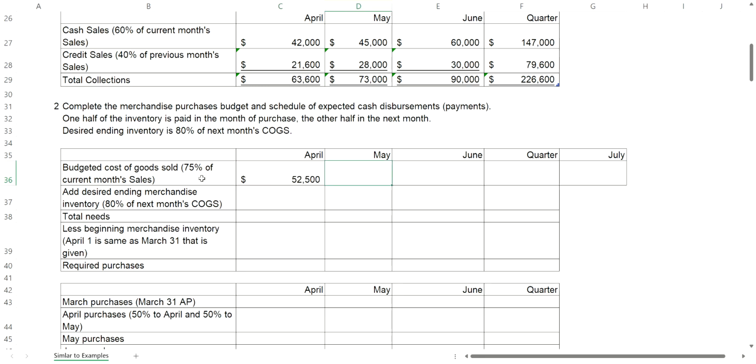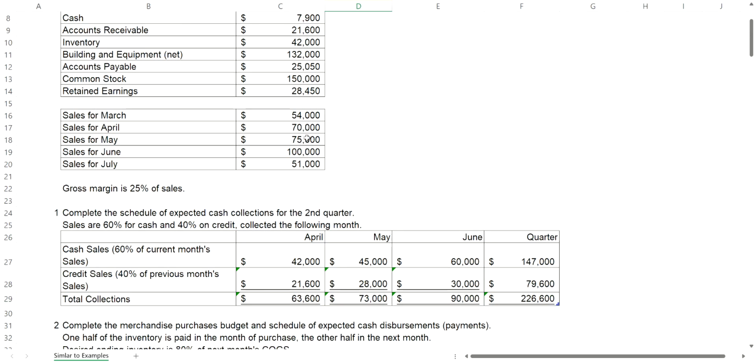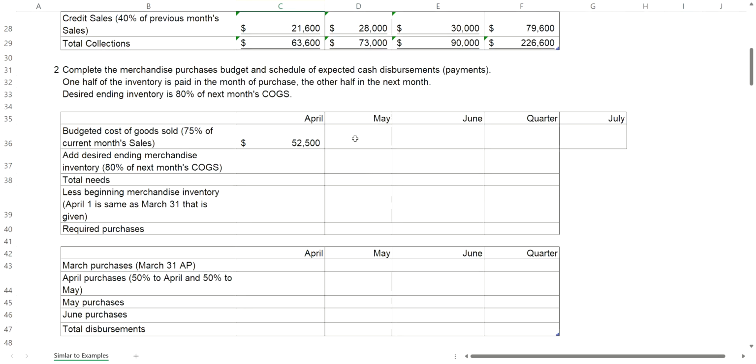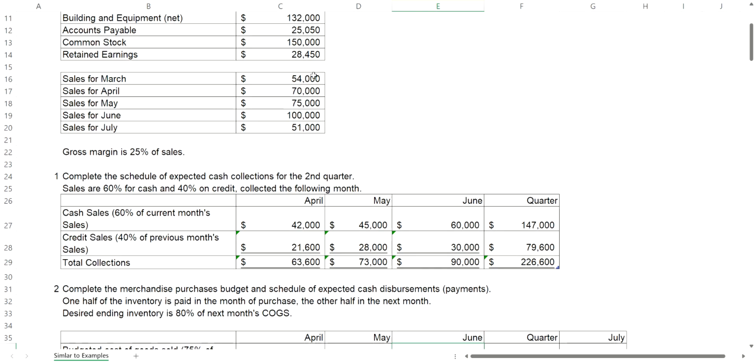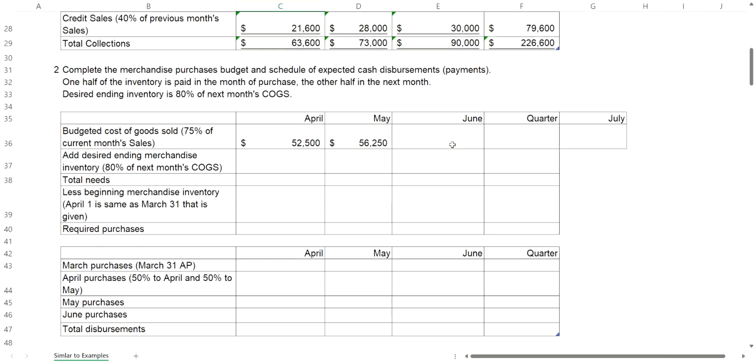Okay. For May, I will take 75% of May sales, so 75% times 75,000 will give me 56,250. And for June, I will take 75% of June sales, which are 100,000. So that would be 75,000. Okay, and then I'll go ahead and add the 3 months for the quarter. 183,750.